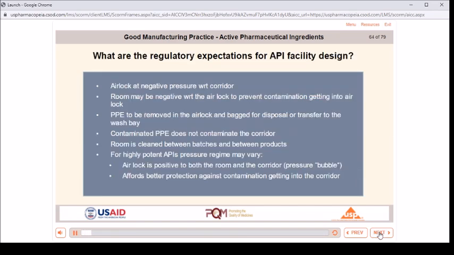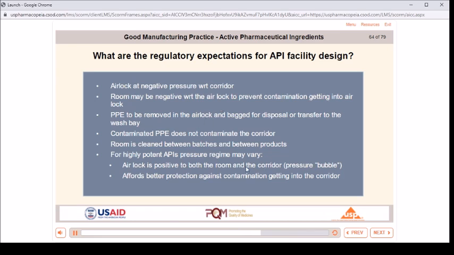The regulatory expectation for the facility design typically involves the airlock being at a negative pressure with respect to the corridor, and the room may be negative with respect to the airlock such that contamination does not find its way out of the room and into the airlock. It also allows for PPE to be removed in the airlock and bagged for disposal, or bagged for transfer to the wash bay, such that contaminated PPE does not contaminate the corridor. Before the PPE is introduced back into the airlock for the next product or the next batch of the same product, the room must be cleaned down between batches and between products.